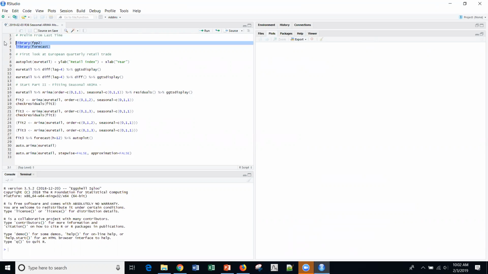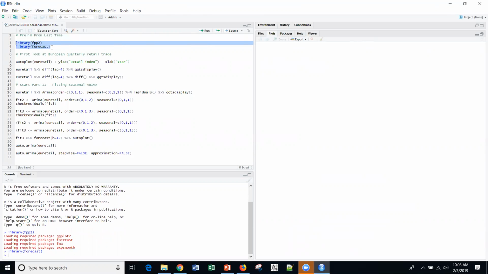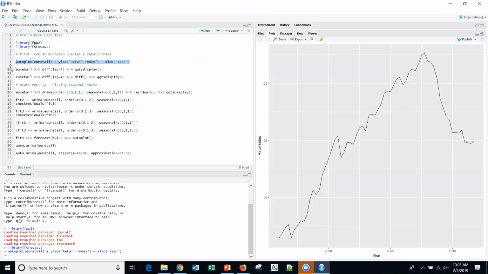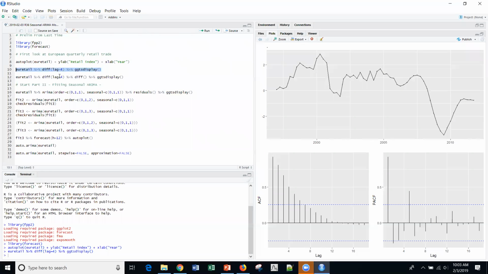So last time we used this fpp2 package by Hyndman, and the forecast package. And we also looked at the plot of this European quarterly retail trade data up till 2011. I think it's 1996 to 2011. And we had already plotted a couple of plots.